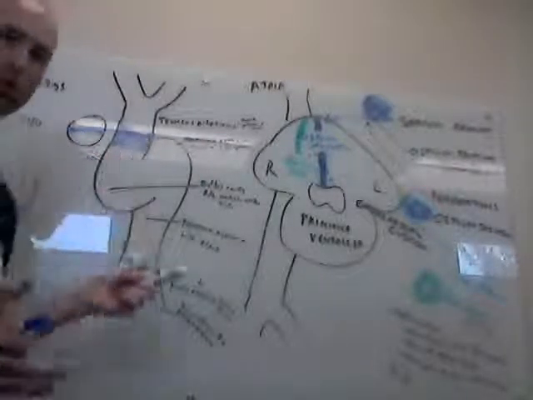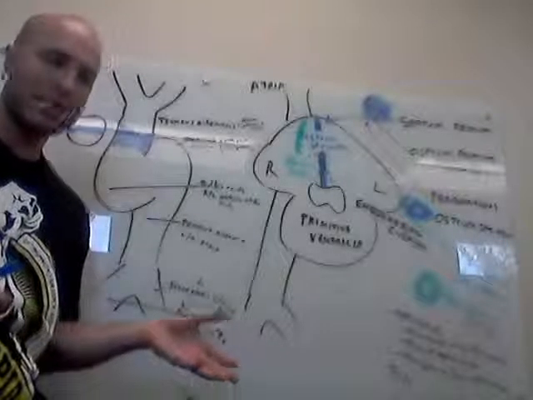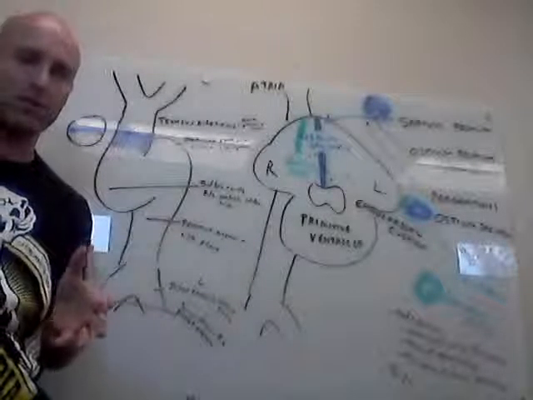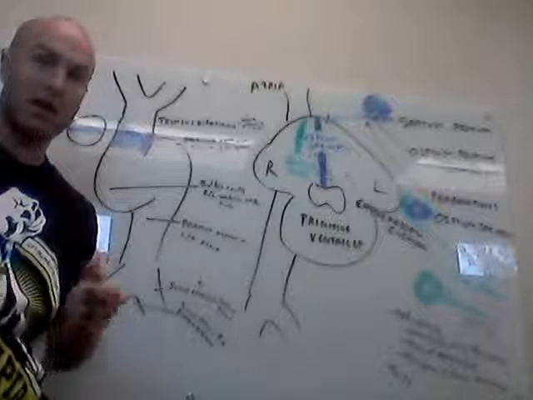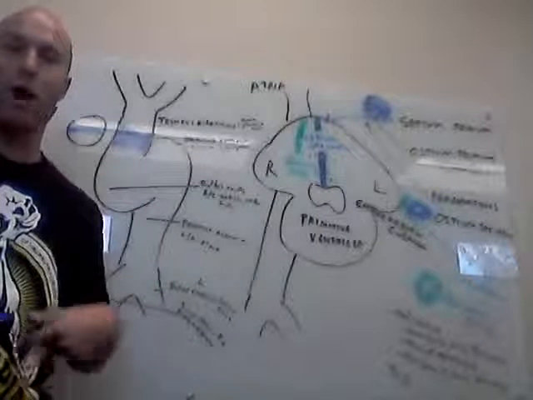However, when they're first set up, before they twist, it's not a good thing because the left ventricle is pumping through the pulmonary trunk, and the right ventricle is pumping into the aorta. And so you have these two pathways that they need to mix.